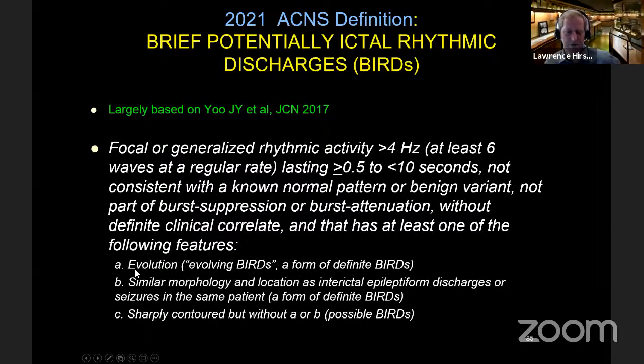So either evolution, so that is a form of definite birds, or similar morphology and location as epileptiform discharges or seizures in the same patient. So you have to have seen those at another time in the record, but that's another form of definite birds. Or just sharply contoured, but without those, and we call those possible birds.